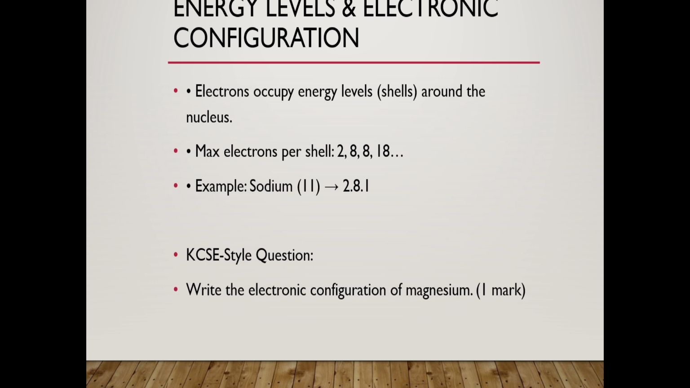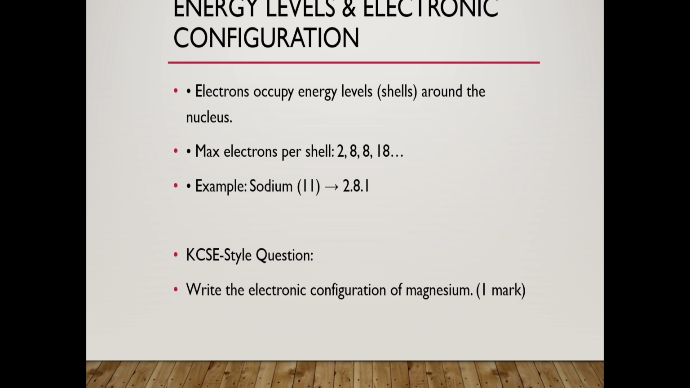So if someone was to ask you to write its electronic configuration, it will be easy. Now you'll be wondering what an electronic configuration is. Electronic configuration is just how you put the electrons in its different shells. So it's the structure that you use to put each electron in its own energy level.